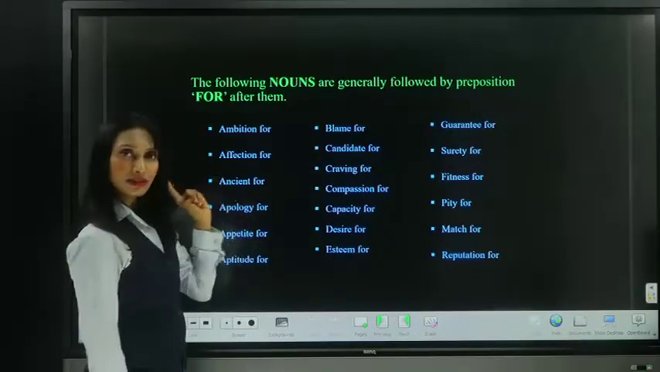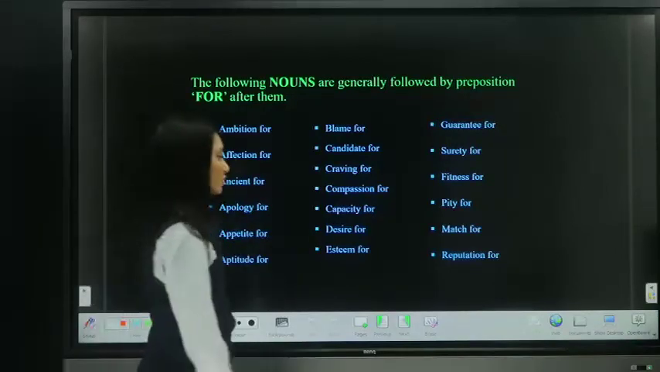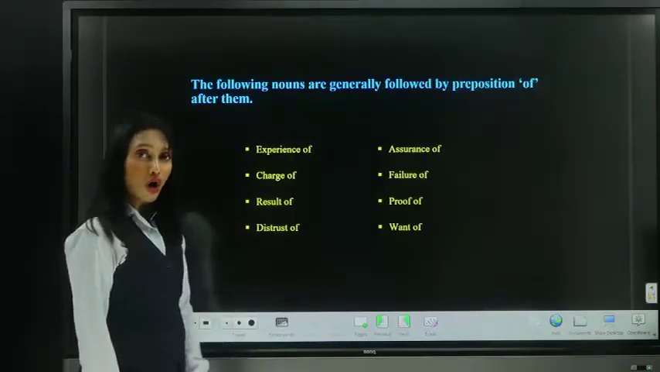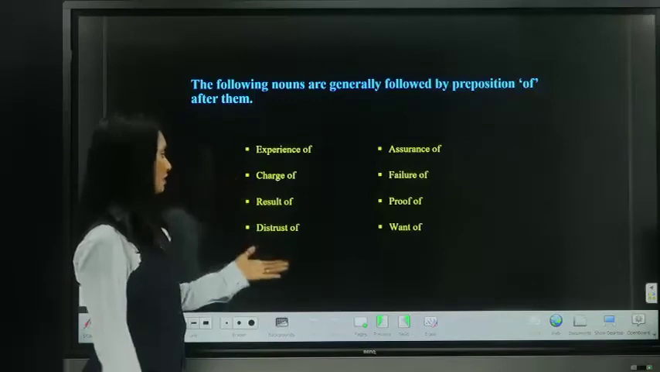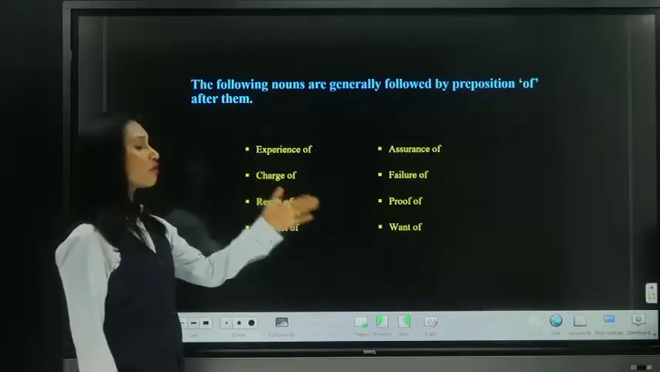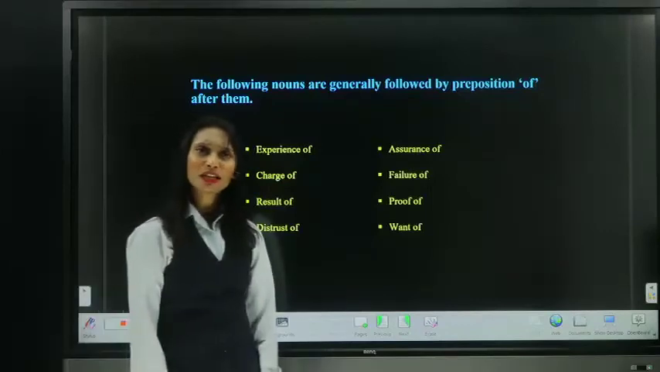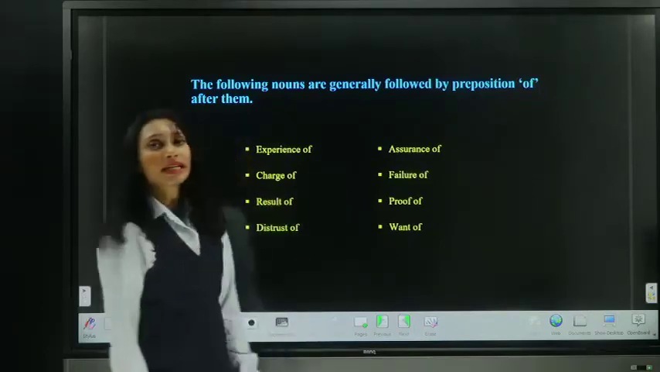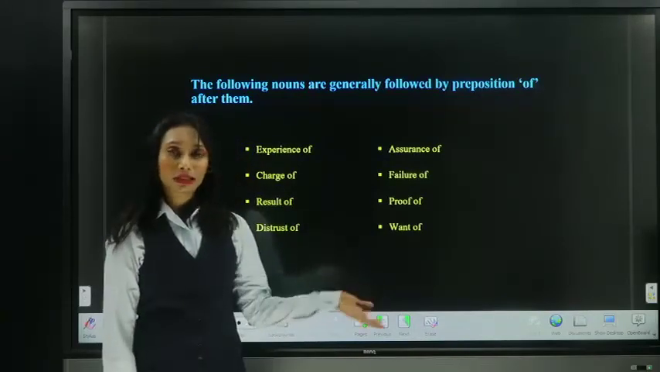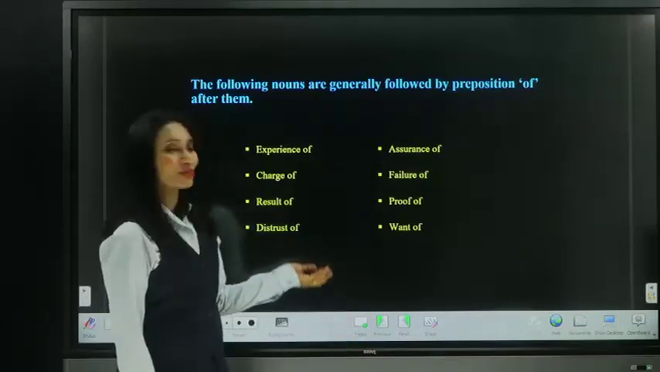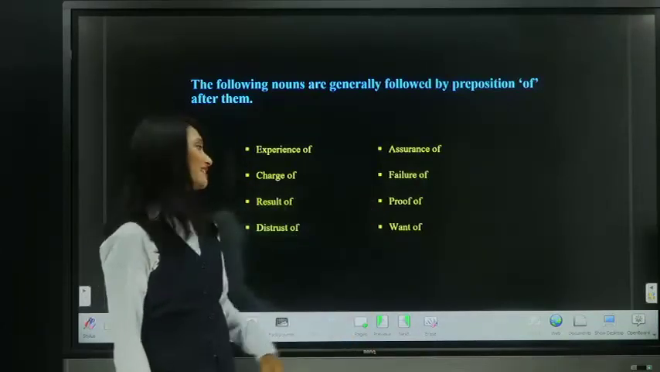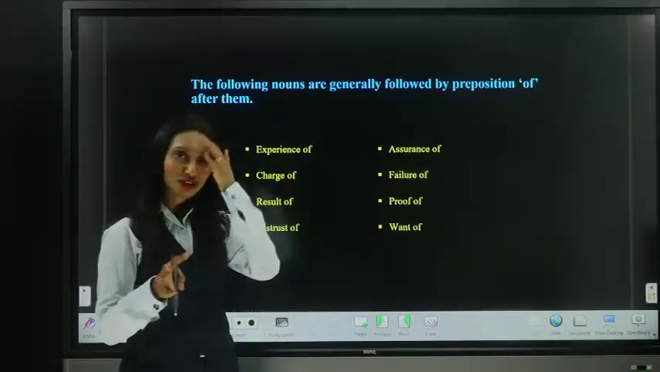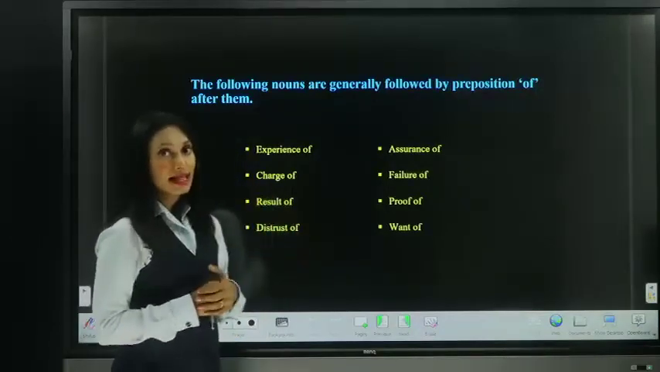Now, the second one, first 'with', second 'for'. Now let's see the next one, preposition 'of'. This list of nouns is followed by the preposition 'of'. They are experience of, charge of, result of, distress of, assurance of, failure of, proof of, want of. Do you have any experience of this post before? Experience of. He is charged of murder, or whatever it is. This is a proof of your negligence. This is a result of your negligence, or whatever you wanted to take, you can use. Like that, make examples.